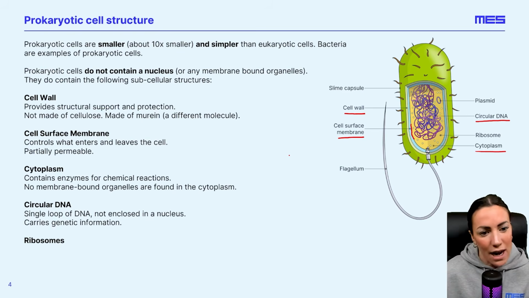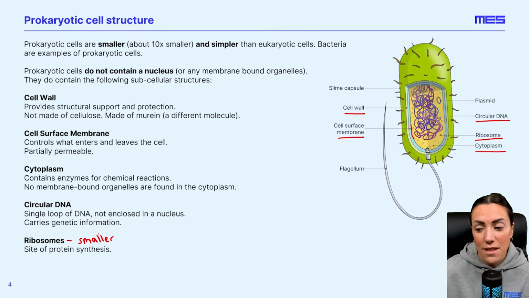Now, just like a eukaryotic cell, prokaryotic cells also have ribosomes, and again, they are the site of protein synthesis. However, it might be worth remembering, if you are asked for a difference between a prokaryotic and a eukaryotic cell, the ribosomes in a prokaryotic cell are smaller than the ribosomes in a eukaryotic cell. So they're smaller than the ribosomes in a plant cell or an animal cell, but they have the same job, making proteins.